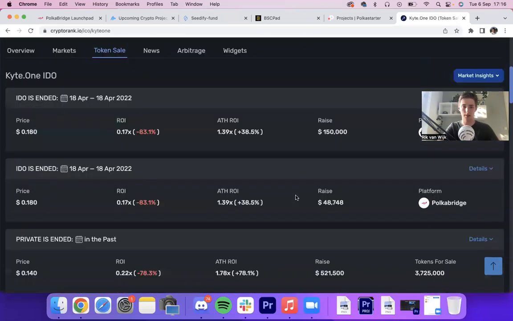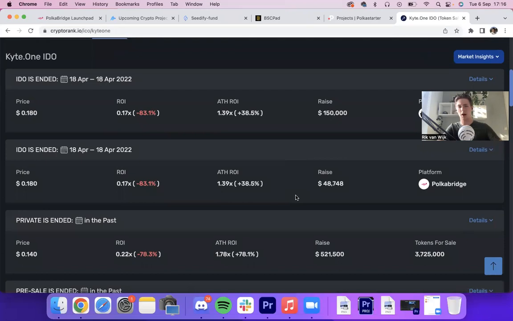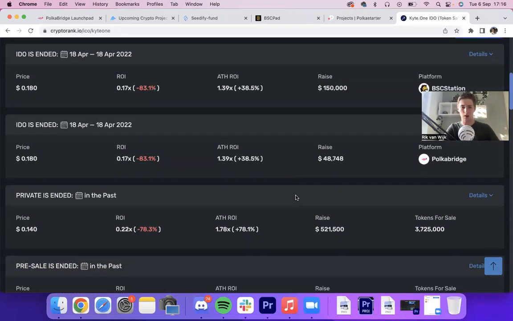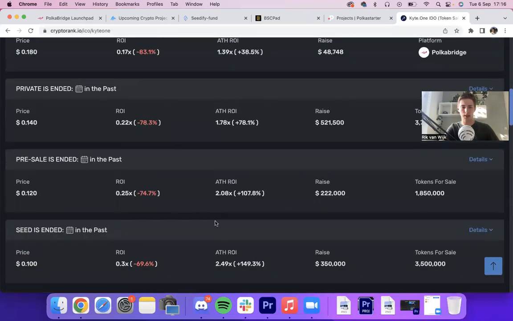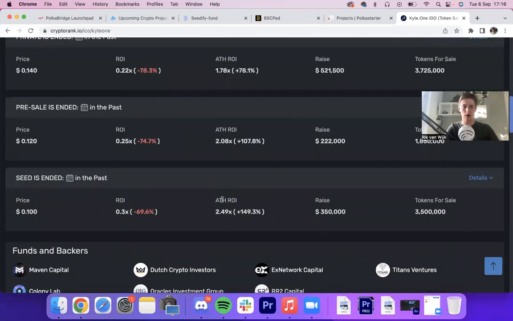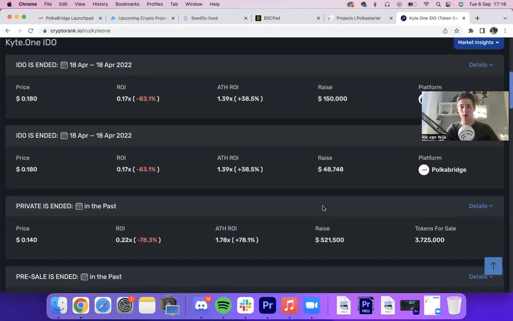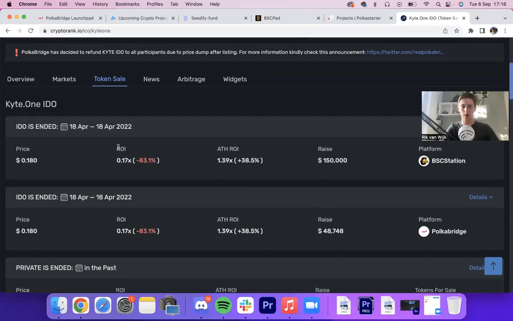That doesn't look very good. No, there we go. So the all-time high was okay-ish, 1.40x. 1.78 in the private and 2.08 on the pre-sale, nearly 3x, 2.5 on the seed. Bigger raises, that's for sure. But again, right, the ROI 0.17.